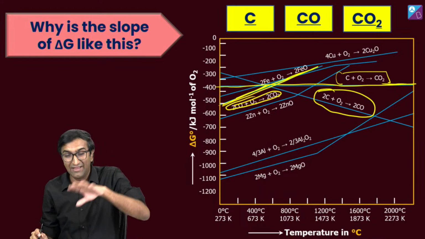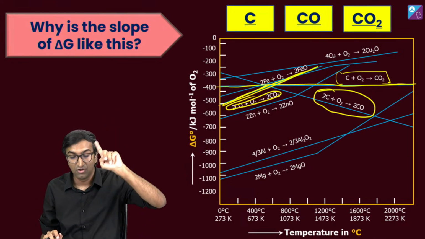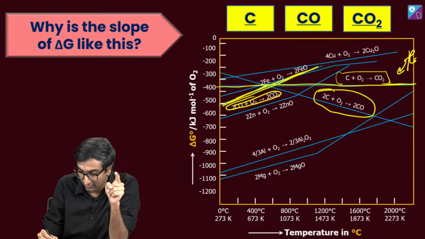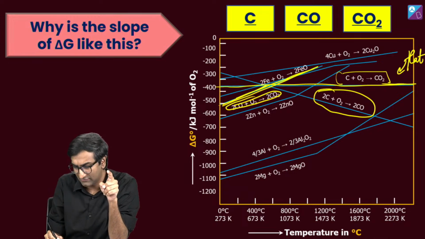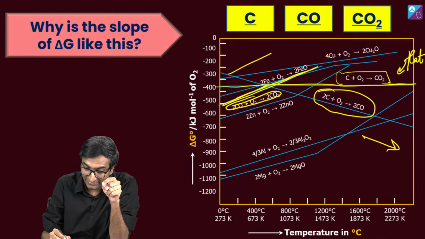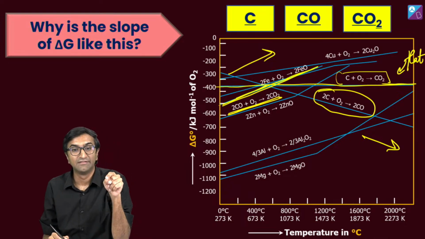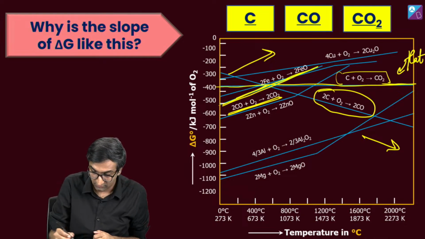Cool. So I have somehow in this very crowded diagram identified three things. कौन सा? Carbon plus oxygen giving me CO2, which is a flat line. And carbon plus oxygen giving me CO, which is a line sloping downwards. And a line sloping upwards, which is carbon monoxide plus oxygen giving CO2. Why does this happen? That's what we're going to explore now. So let's look at this.